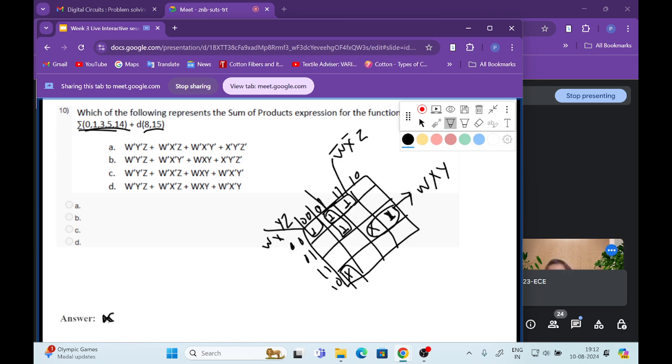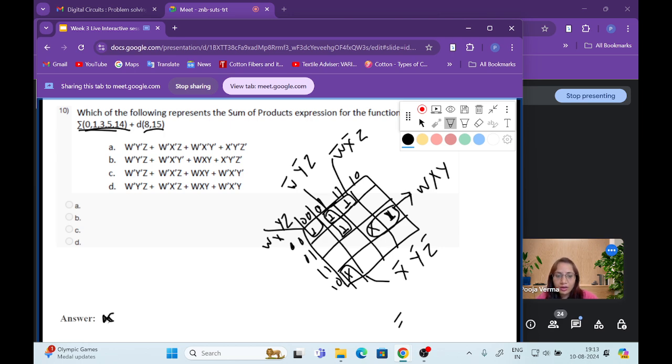And for this one, can you tell me? So W dash will be common, X dash, and Y dash Z. Yeah. And for corresponding this one, so 0 will be common, that means X dash, and here it is not only one row, so we need to write the corresponding expression Y dash Z, right? So just need to write it down in SOP form and check which answer will be matched.